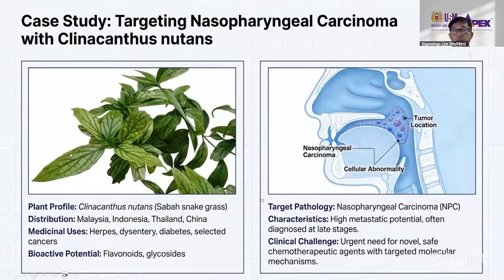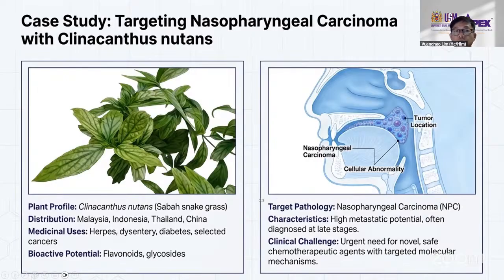So next, we move on to the second plant, another case study, where we focus on Clinacanthus nutans, which we call Sabah snake grass. This medicinal plant is widely distributed across Southeast Asia and has been extensively used in traditional medicines. It used to be very popular in Malaysia and Thailand in those days. Could be in Indonesia as well.